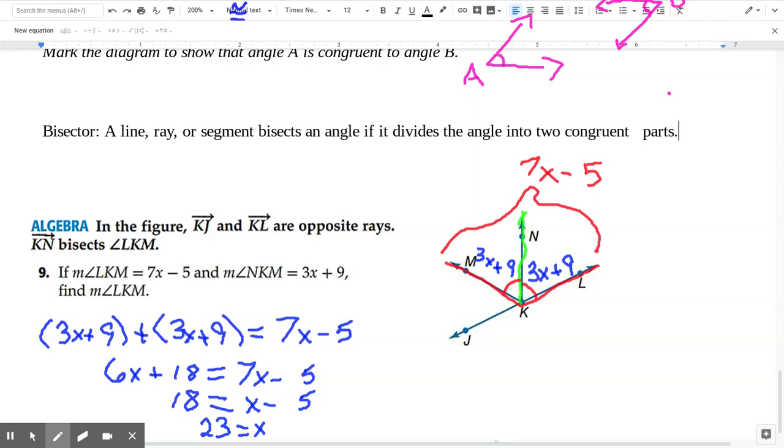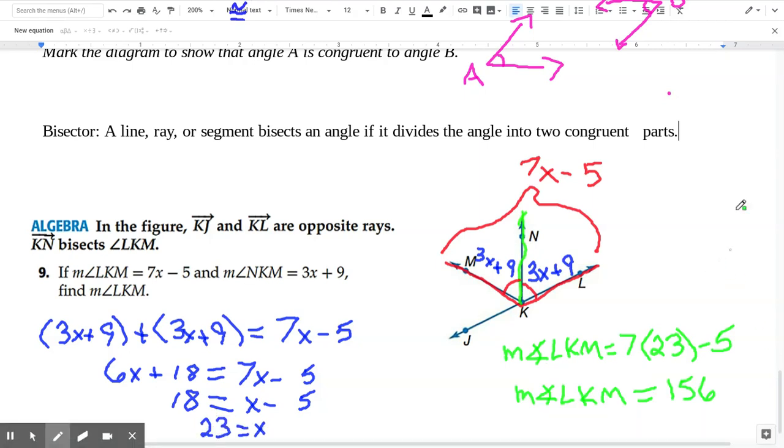But we're also not finished, because we were asked to find the measure of an angle, and that angle was LKM. And LKM was the bigger angle here, and we have the measurement for that is 7x minus 5. All we need to do is substitute our value of 23 into this expression. And so we have measure of angle LKM equals 7 times 23 minus 5, and thus the measure of angle LKM equals 156. So 156 degrees. Okay.